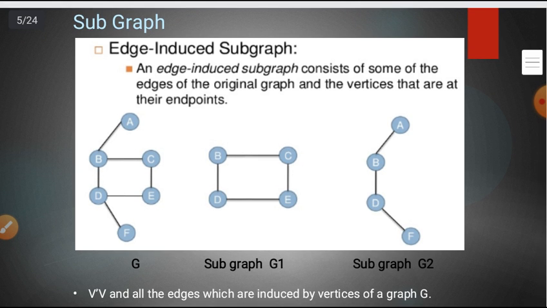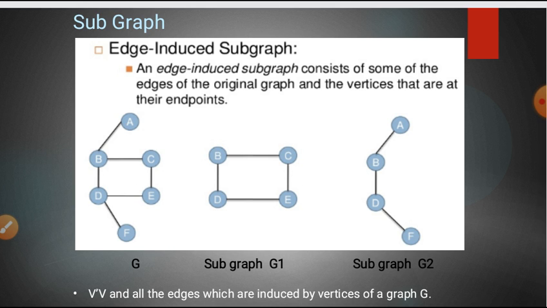Now the next term we are using is edge induced subgraph. What is an edge induced subgraph? An edge induced subgraph consists of some of the edges of the original graph and the vertices that are at their endpoints. It means you can see the pendant vertices present in G, that are F and A.